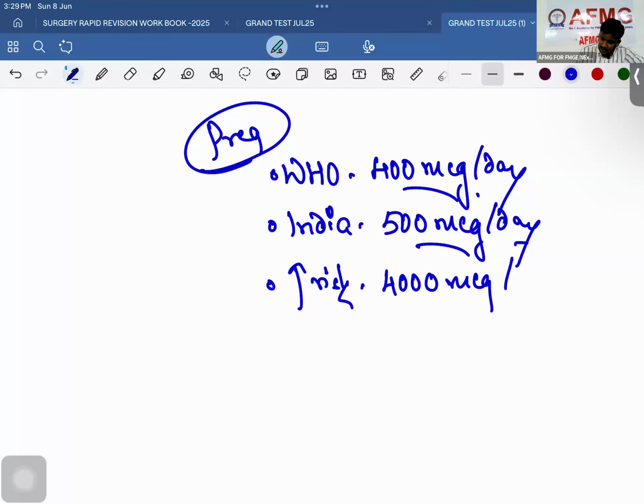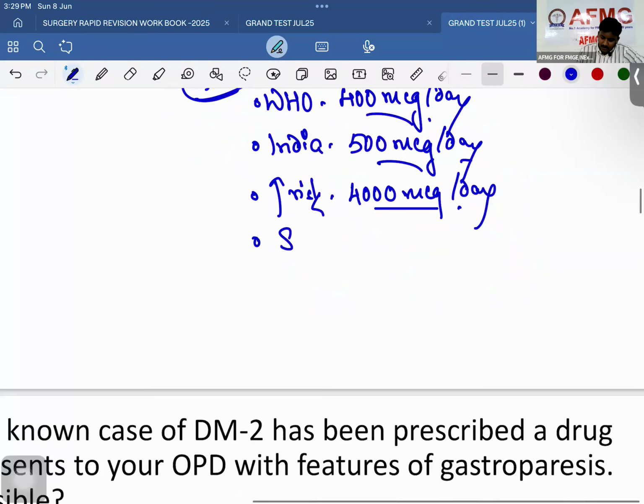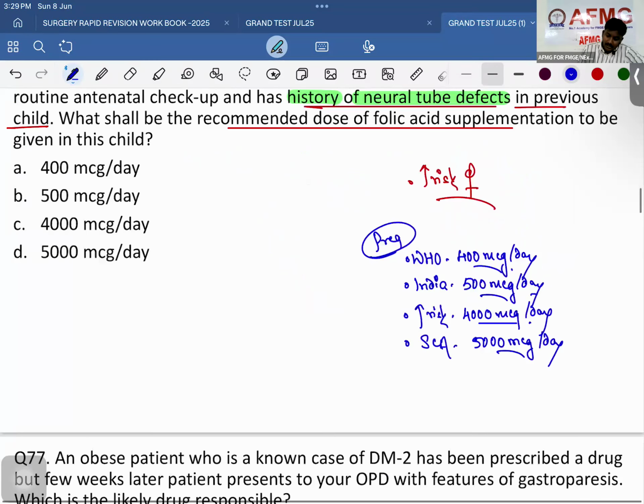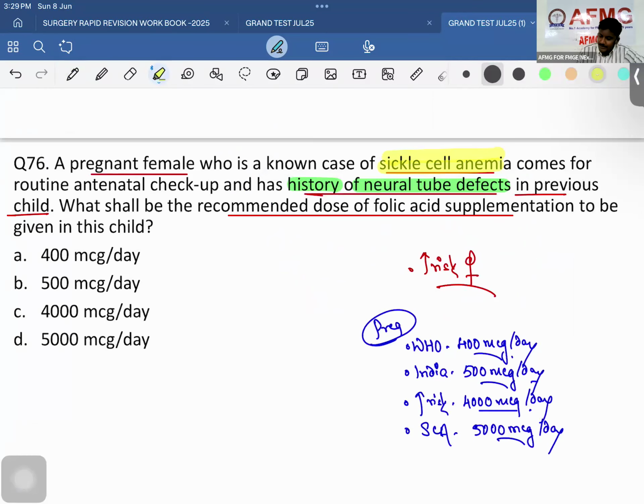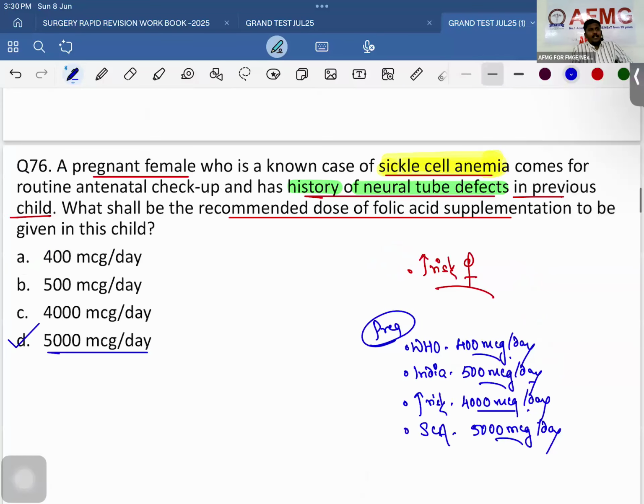High risk matlab the females who are currently taking anti-epileptic drug or there is a previous history of, and if the female is a known case of sickle cell anemia, then the dose has to be 5000 microgram per day. मैंने बोल चुका हूं कि ये प्रीवियस ईयर क्वेश्चन है तुम्हारे एग्जाम का. Answer has to be option D, that is 5000 micrograms per day or 5 milligrams per day, because she is a known case of sickle cell anemia. इसीलिए हाई रिस्क डाला जाता है, just to confuse you. क्लियर है बात?